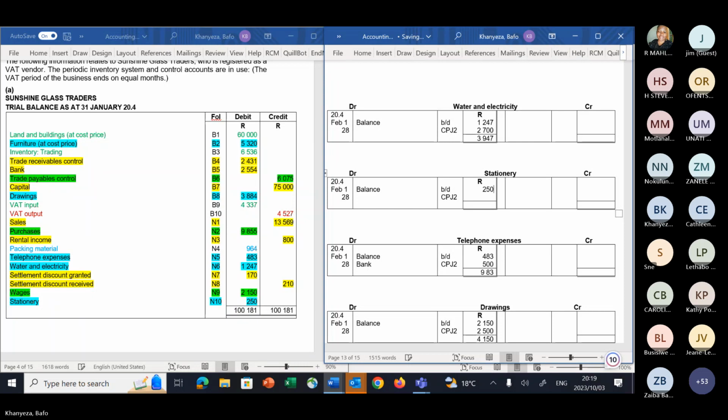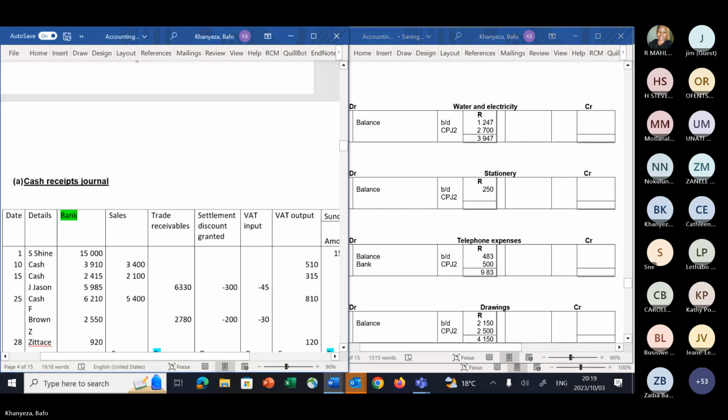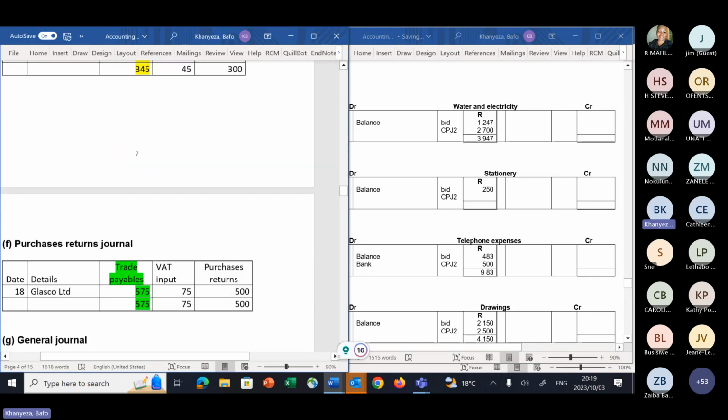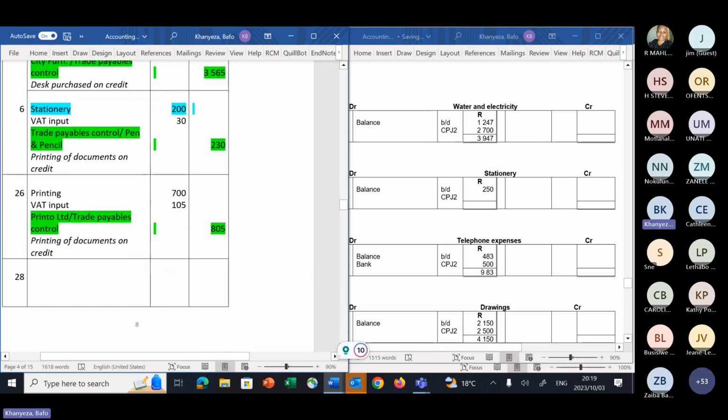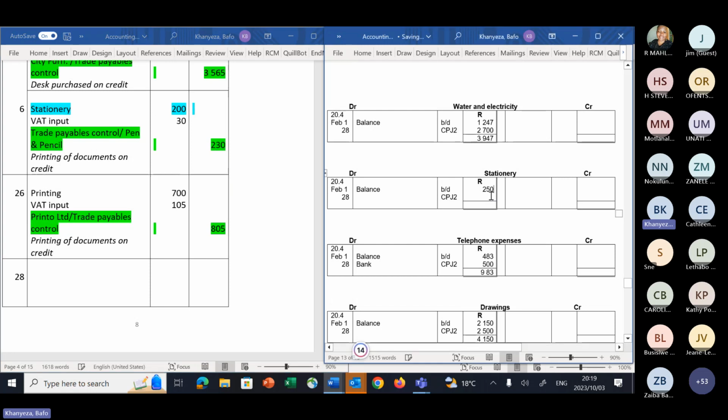250. Let's see, the general journal. The general journal is part of the accounting, like 16. It's going to be 200.